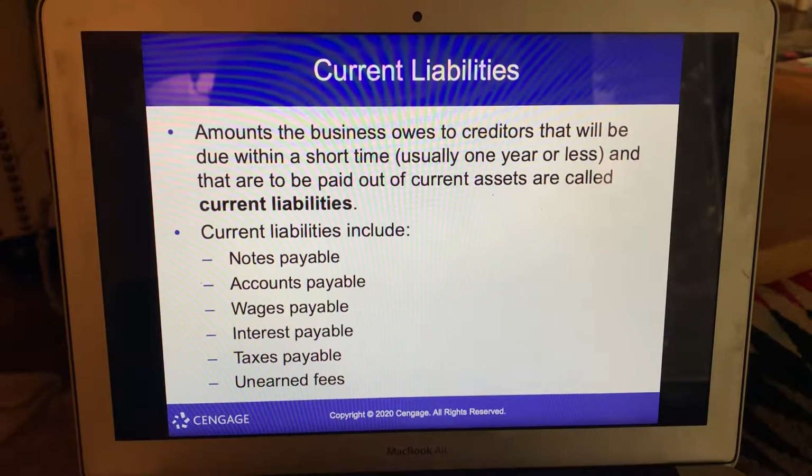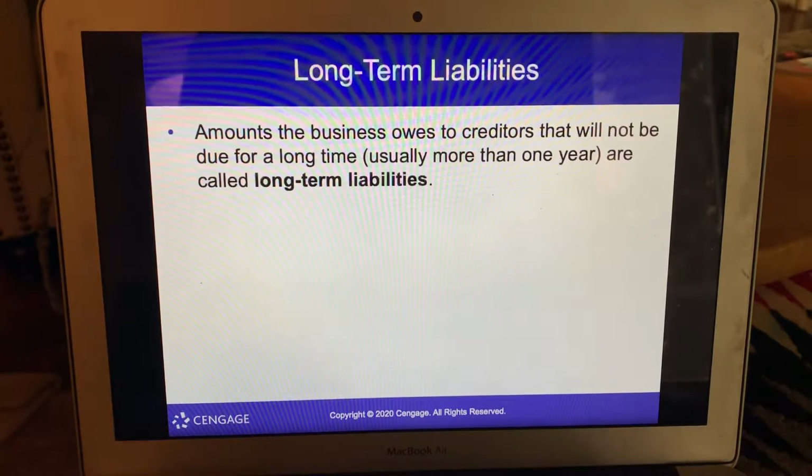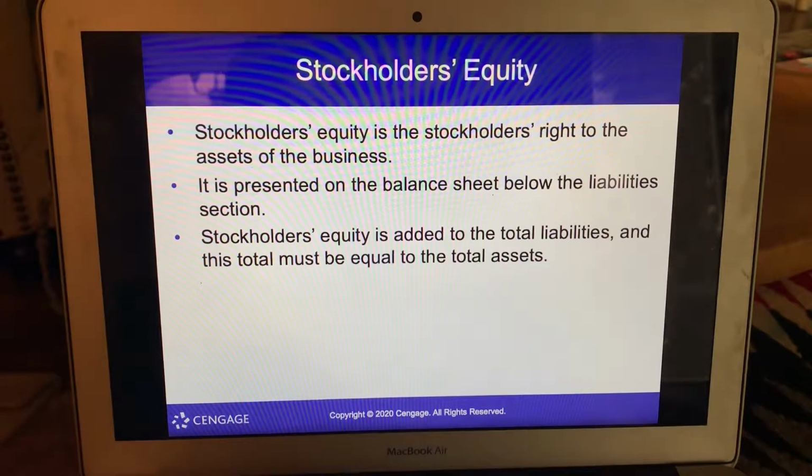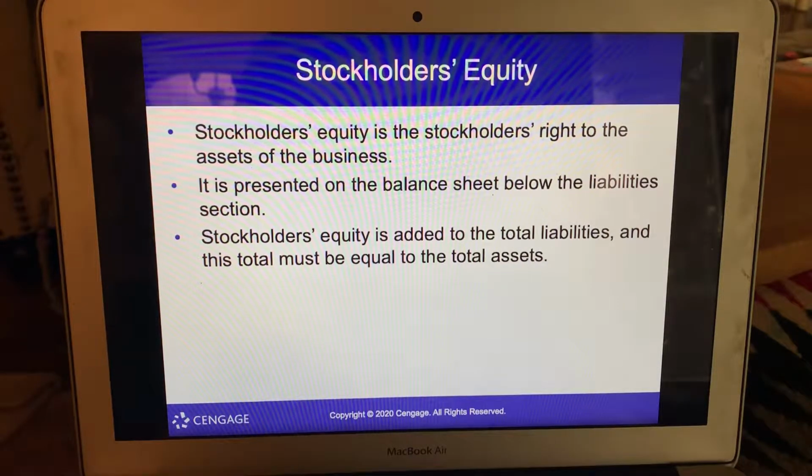Current liabilities: notes payable, accounts payable, wages payable, interest payable, taxes payable, and unearned fees are all current liabilities. Then the long-term liabilities are long-term notes, things of that nature. Stockholders' equity, the right of the assets of the business, is presented on the balance sheet below the liability section. Stockholders' equity is added to the total liabilities, and this total must equal the total assets.